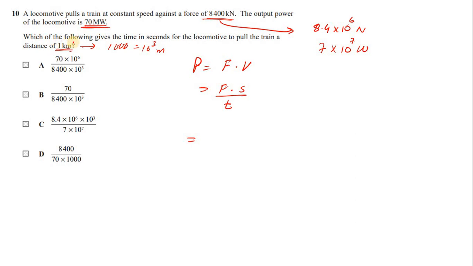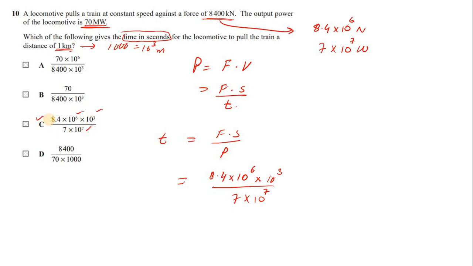So you need to find which of the following gives time. So make t the subject. So t would be equal to F s upon P. So force is 8.4 into 10 to the power 6 times distance, which is 1000 meter, or 10 to the power 3, divided by power, and power is 7 into 10 to the power 7. Indeed, the option is C.